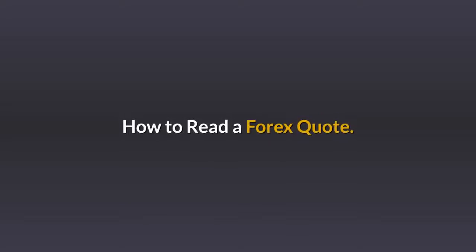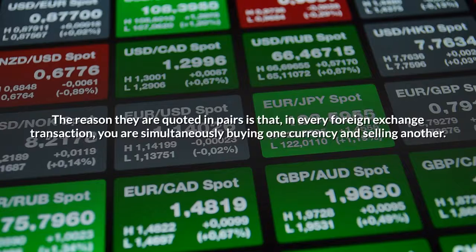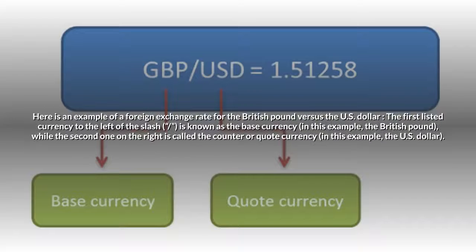How to read a Forex quote. An exchange rate is simply the ratio of one currency valued against another currency. Currencies are always quoted in pairs, such as GBP/USD or USD/JPY. The reason they are quoted in pairs is that, in every foreign exchange transaction, you are simultaneously buying one currency and selling another. Here is an example of a foreign exchange rate for the British pound versus the US dollar.